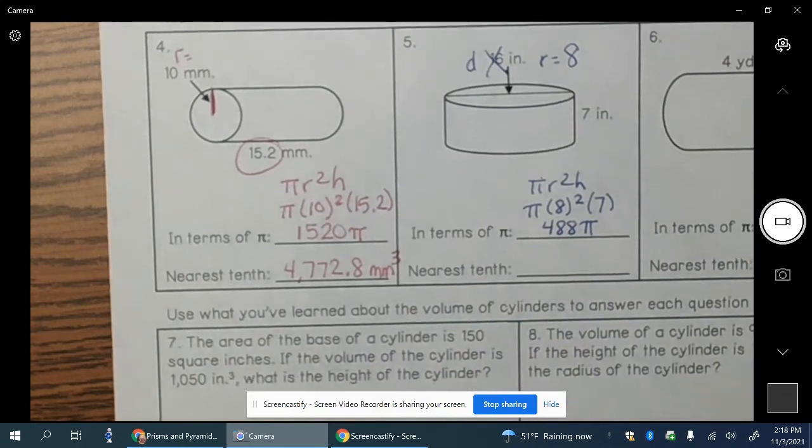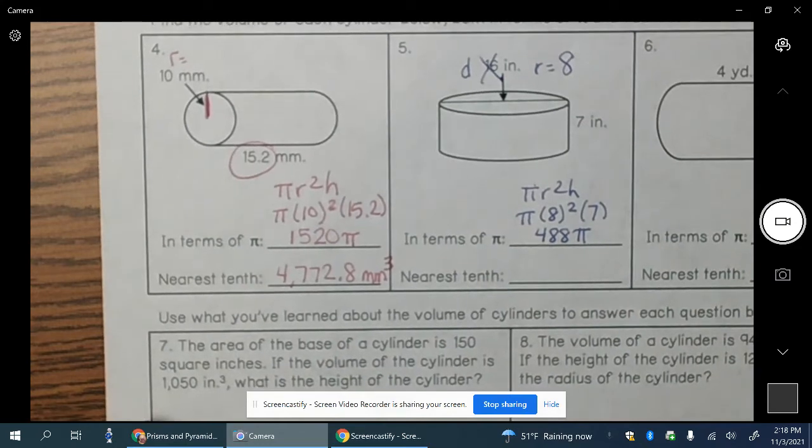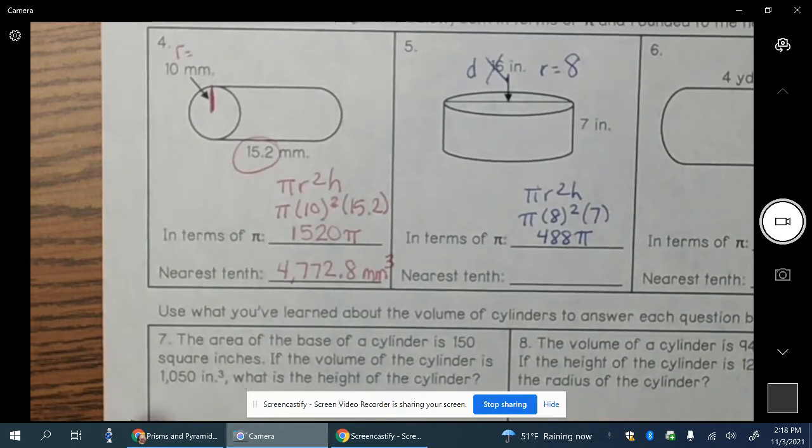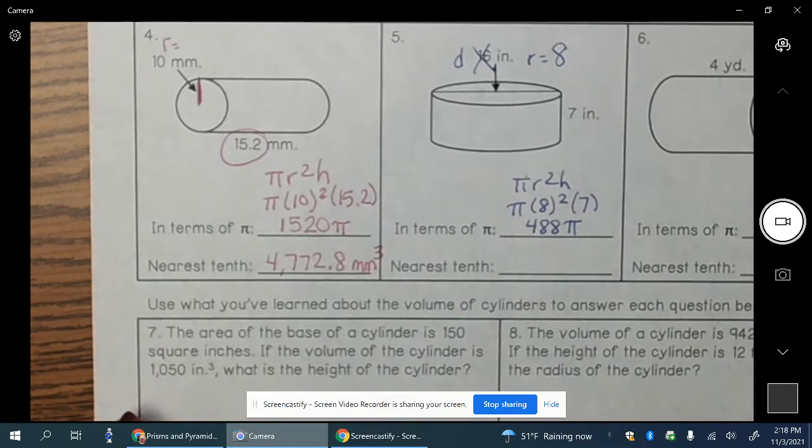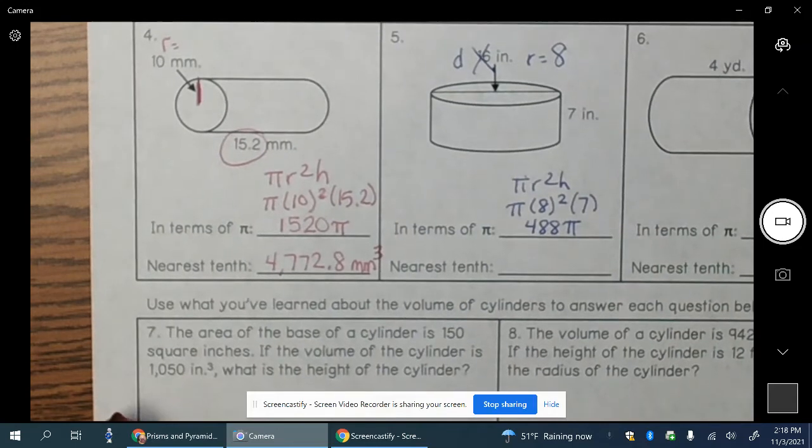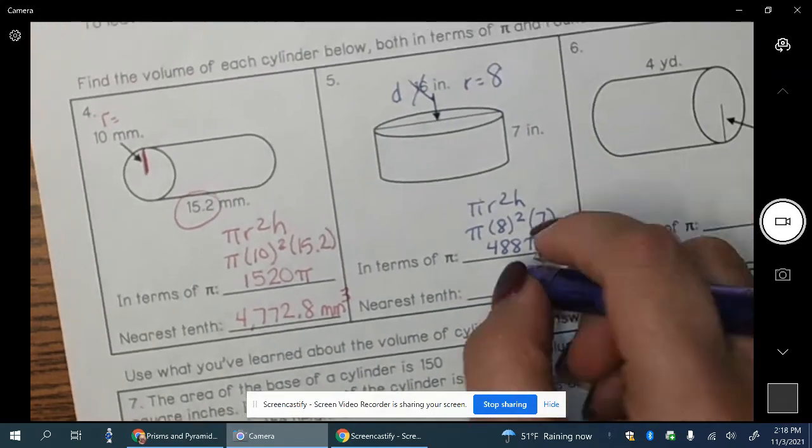Don't say shut up. No, it's not. It should be 448 pi. We multiplied everything but the pi symbol. Wait, it's 448. Sorry.